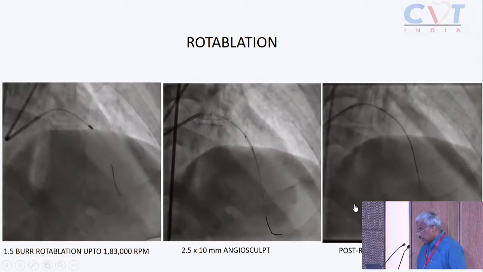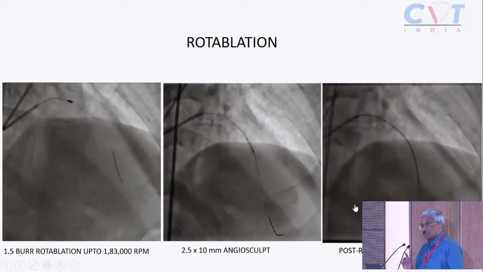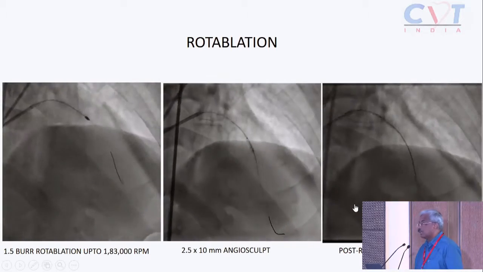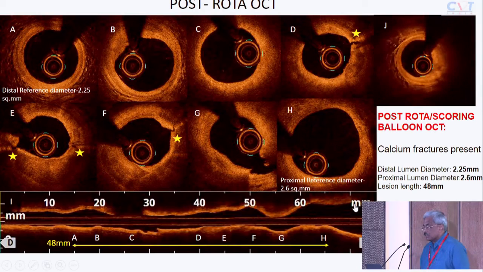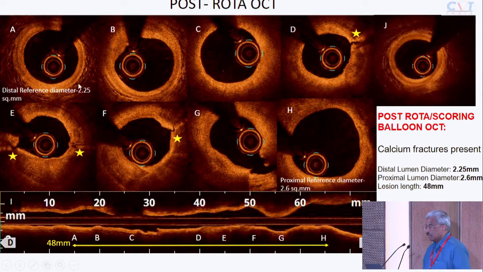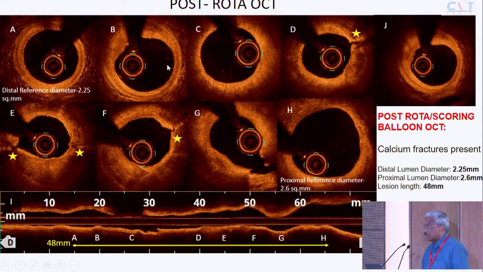And then you follow it immediately. You don't end there and stop, say, okay, now I'll put my stent. You follow it up with another OCT. Now let me go through this OCT. So now as you see, your A level is 2.25. Your B level, you can see that the plaque is modified.